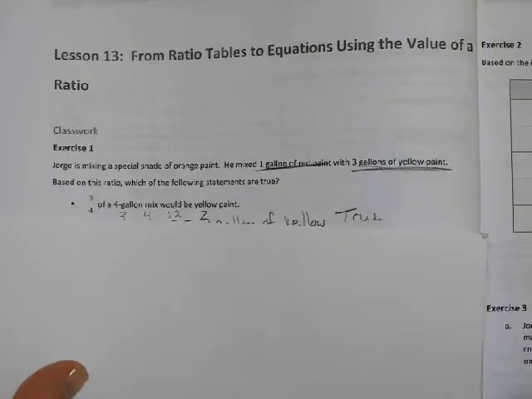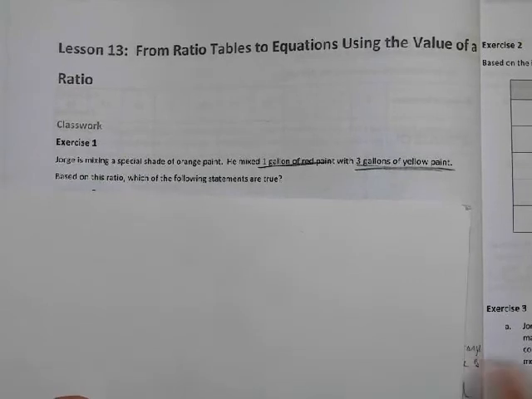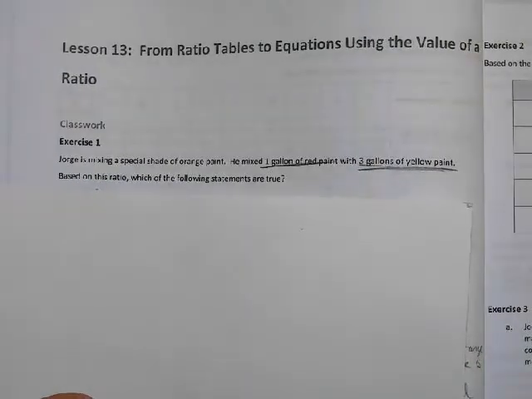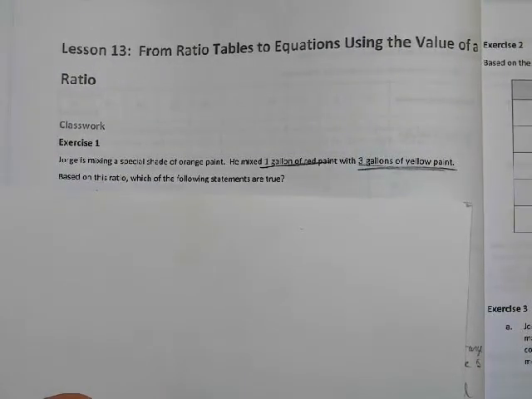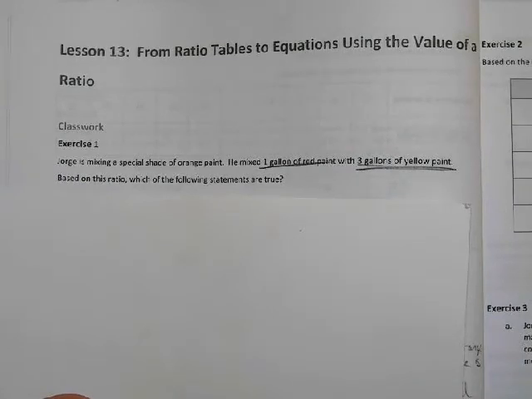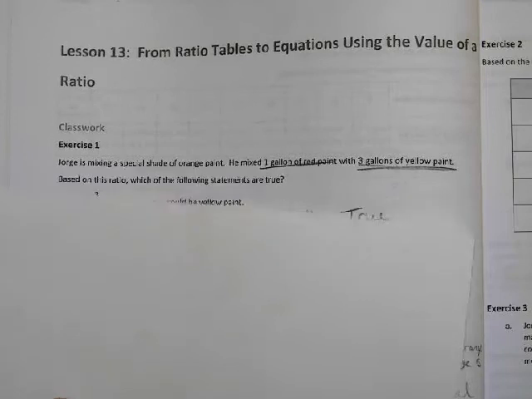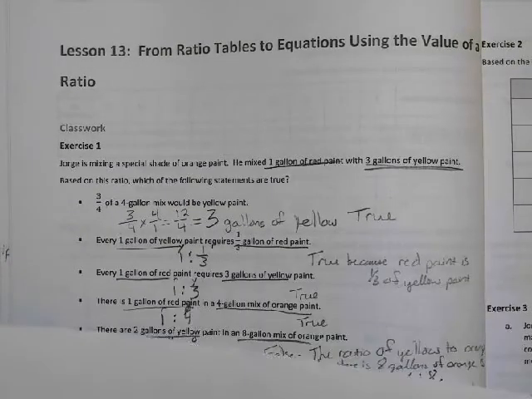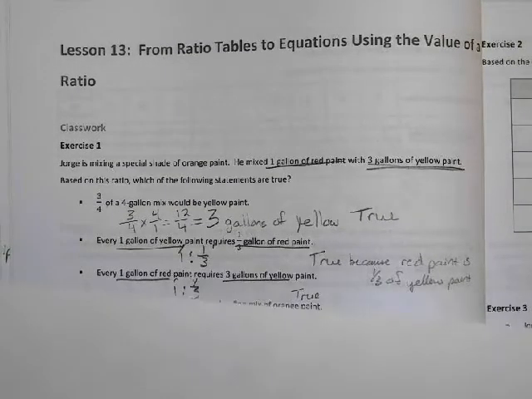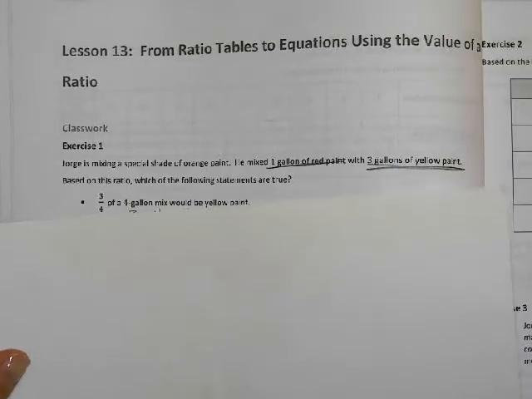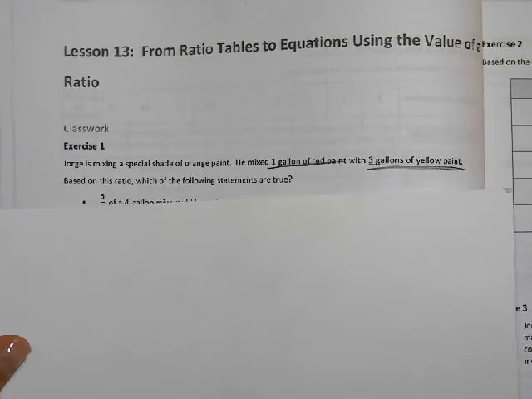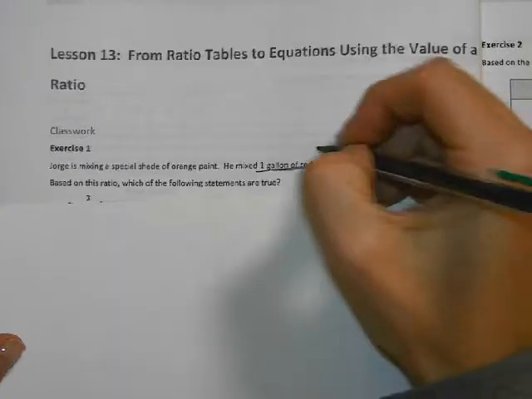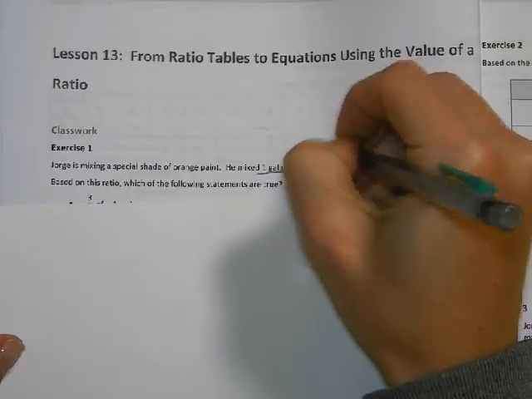In the book for lesson 13, they begin with an exercise where they tell us that Jorge is mixing a special shade of orange paint. He mixes 1 gallon of red paint and 3 gallons of yellow paint. They want us to look at the problems below and determine which ones are true. We're actually going to skip this part, but what I want you to see is that the ratio of red to yellow is 1 to 3.